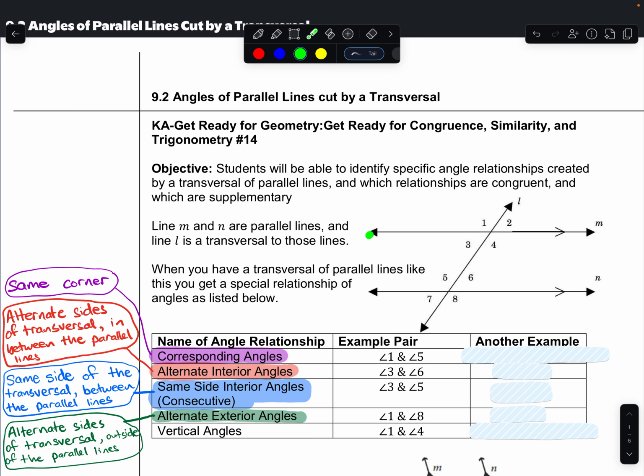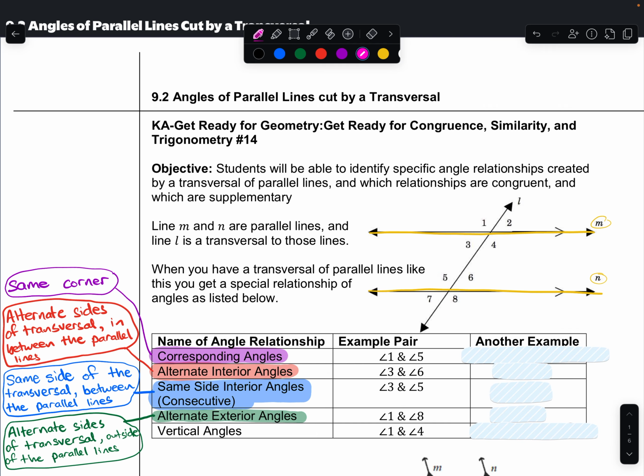We have two parallel lines. So first vocab word, parallel, you should know what that means. These two lines, lines M and N, I'll color them, let's say in yellow. Line M and line N are parallel. They run parallel to each other. They don't cross at all. If they were on a coordinate plane, they would have the same slope.